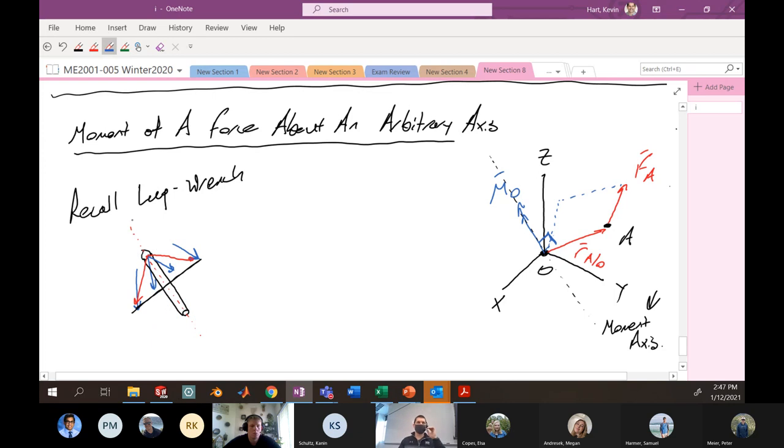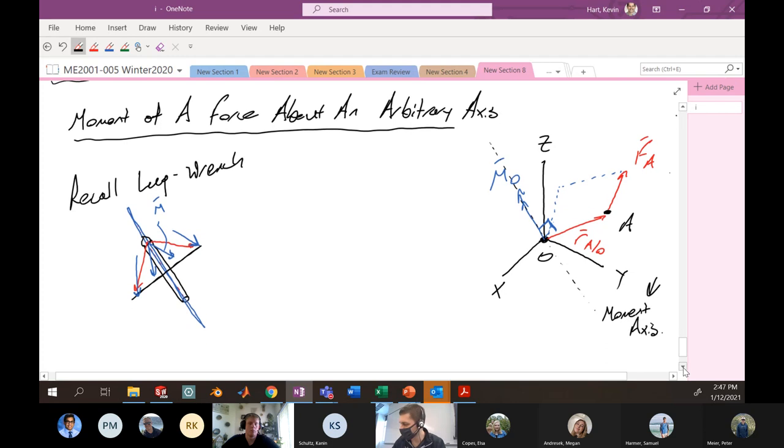But if for some reason the force that I'm applying or the distance that it's located away from my particular point of interest is not perfectly perpendicular or perfectly in the plane of interest, then the moment that I generate is going to be not necessarily coincident with the axis of interest. And so I want to know how much the moment that I'm actually generating is acting along this particular axis. And that's what I'm after here. So let's put some words to that.